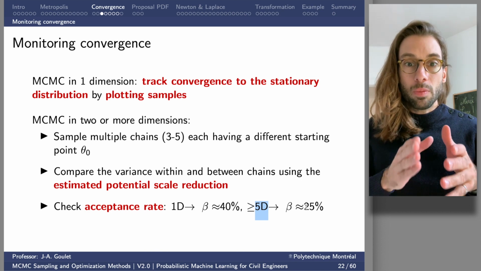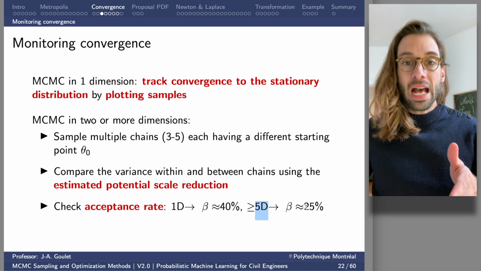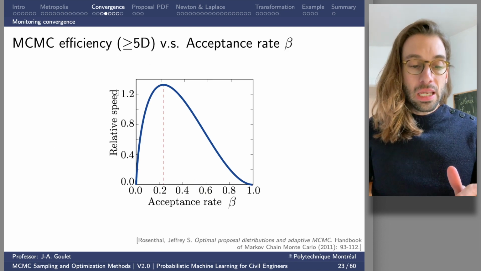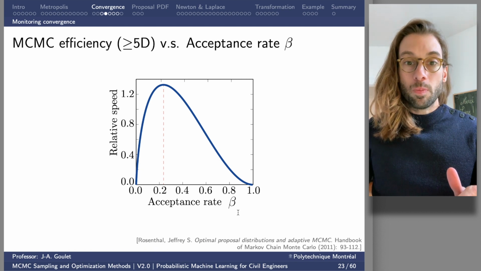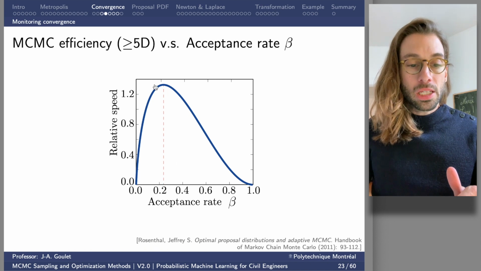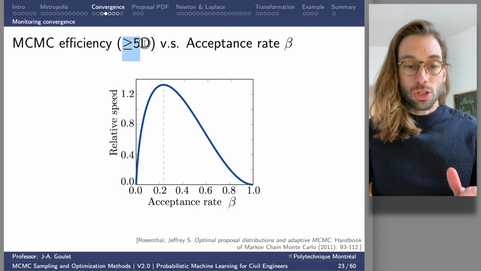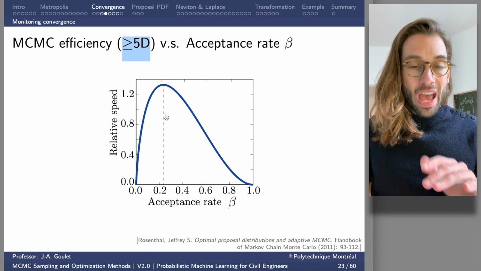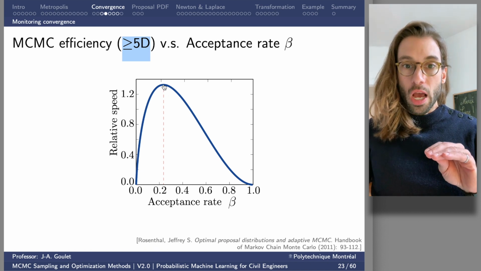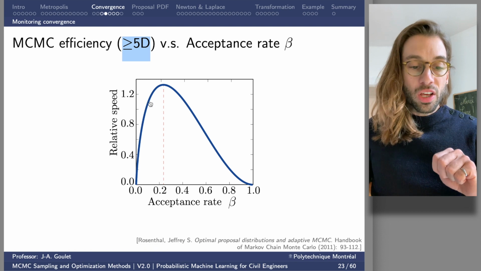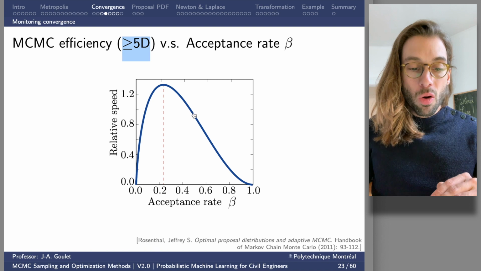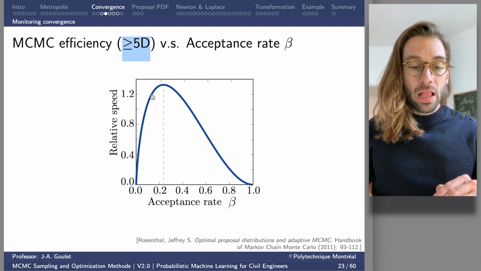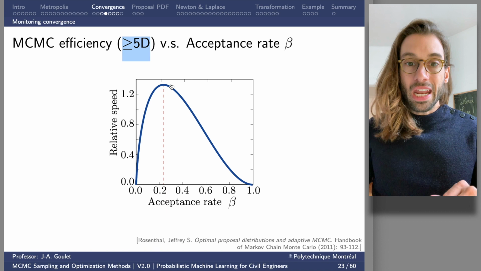But be careful, you should not be aiming for exactly 40 or exactly 25, okay? As you can see here, this is the relative speed of convergence with respect to the acceptance rate beta, okay? This is the case for more than 5 dimensions. So the optimal value is roughly at 0.25, okay? But we see that we don't have a catastrophic drop in performance even if we go to 0.10 or if we go to 0.5, okay? All these values are still going to be quite efficient, okay?